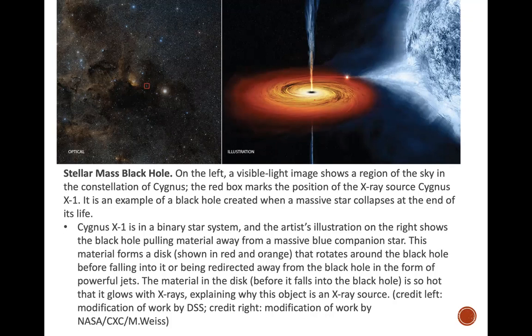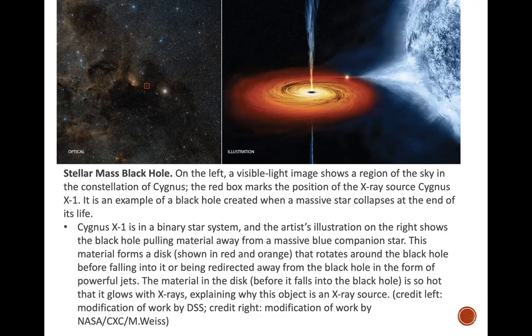The reason we say that there is a black hole in that particular position is that there is a bright X-ray source that you can detect with X-ray telescopes, right? That X-ray source we named Cygnus X-1, and this is an example of a black hole created when a massive star collapses at the end of its lifetime, right? And this is exactly what will happen to a star when its mass is higher than a particular value. This is what will happen, right?